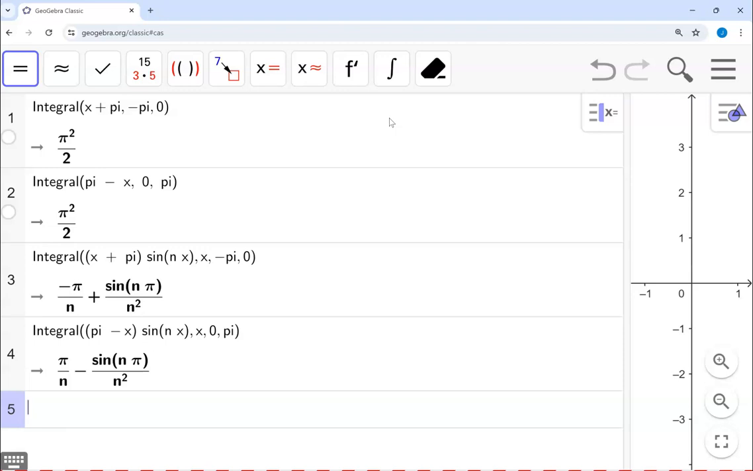What do we end up with? You get 0, right? The sine of n pi's are 0. Those go away. In the first one, you've got a minus pi over n, and the second one, you've got a pi over n. So I get 0. Again, if I think about this from a symmetry point of view, this is not a huge surprise. I rigged it.